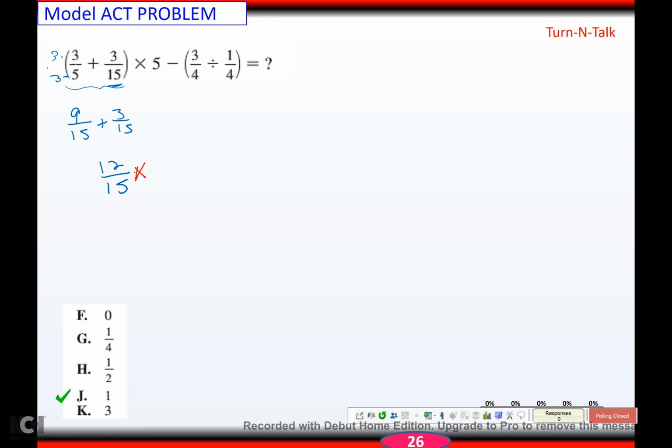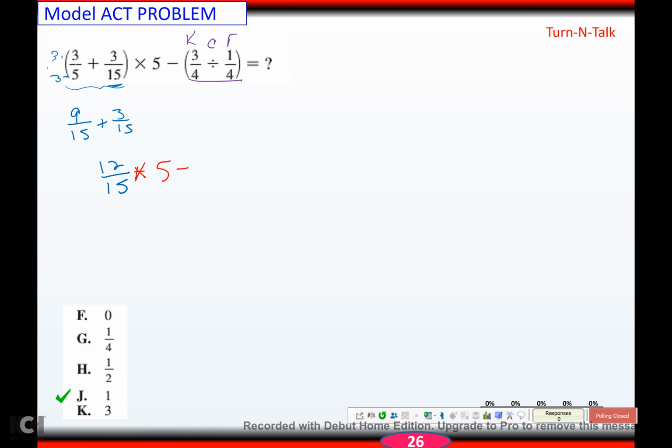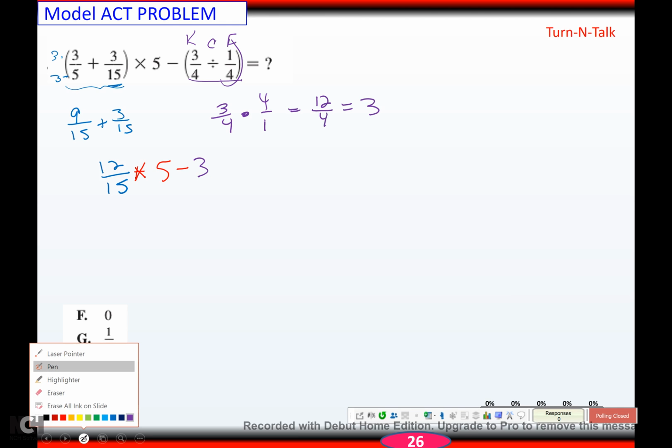So then I got times 5 minus, and I'm going to do those parentheses. And in these parentheses, when you divide, it's keep, change, flip. So I'm going to keep the 3/4, change to times, flip this over, and that gives me 12 over 4, which gives me 3. Okay, so that's 3. I did my parentheses. Now you've got a multiply and a subtract left. Order of operations says we multiply first.